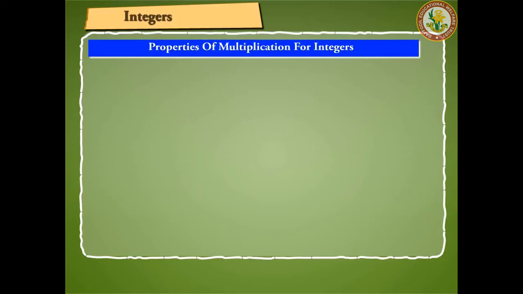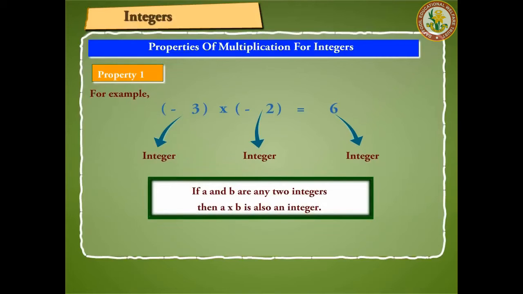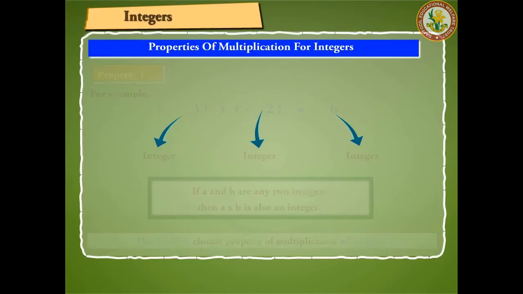Now about properties of multiplication for integers. Property 1. Let us multiply any two integers and see whether their product is an integer. For example, minus 3 into minus 2 is equal to 6, which is an integer. Thus we see that the product of any two integers is an integer. Hence, if a and b are any two integers, then a into b is also an integer. This is called closure property of multiplication of integers.